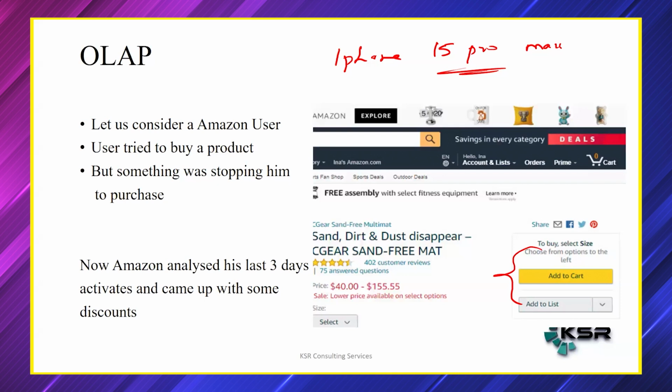Added to the cart, removed from the cart. Added to the cart, removed from the cart. You know what? I did this 4 times. Suddenly, on the fifth day, the actual price was 1,59,000. Okay, this was on day 1.